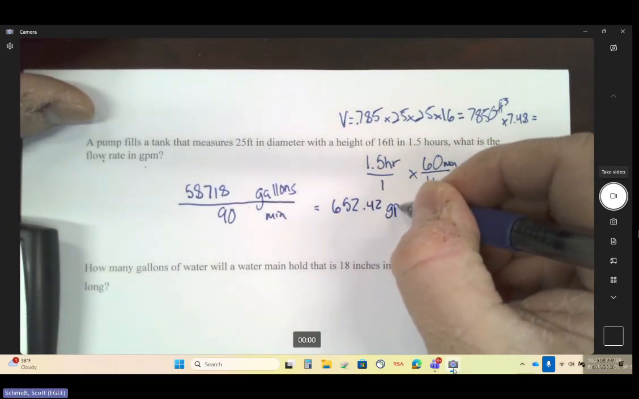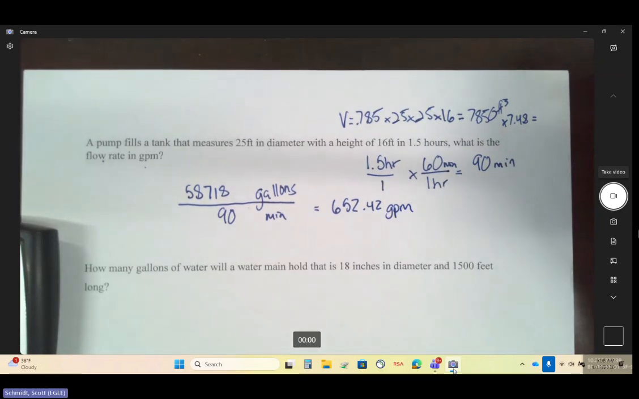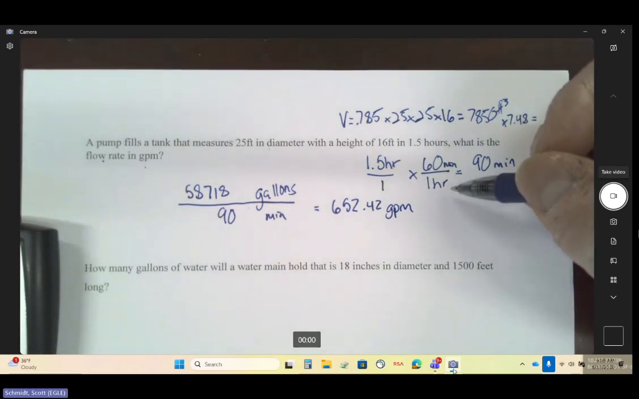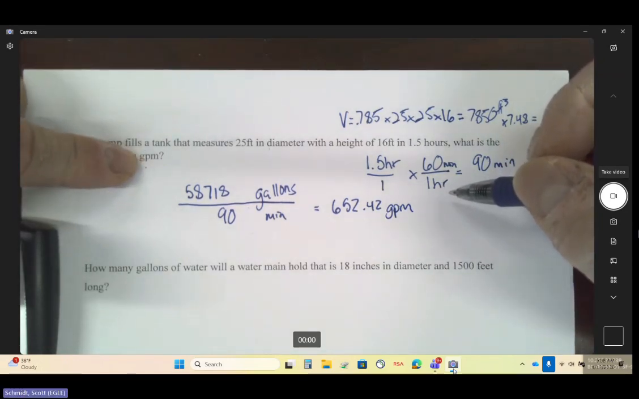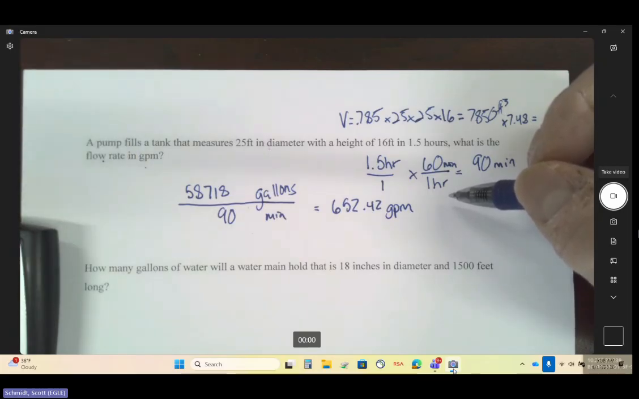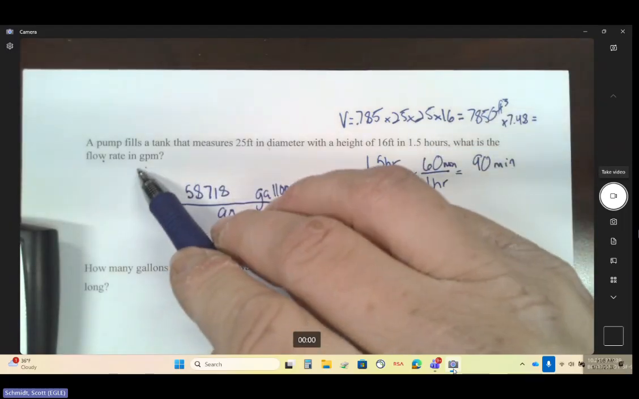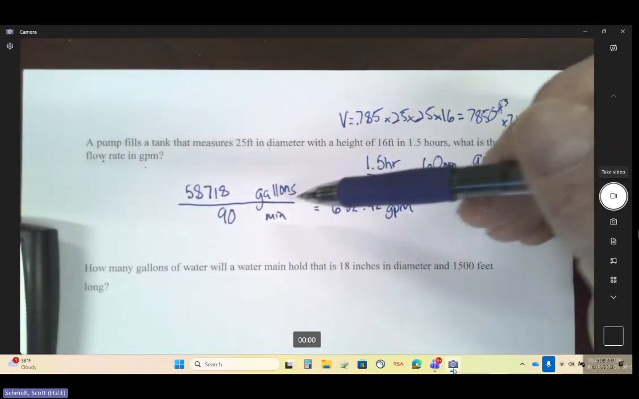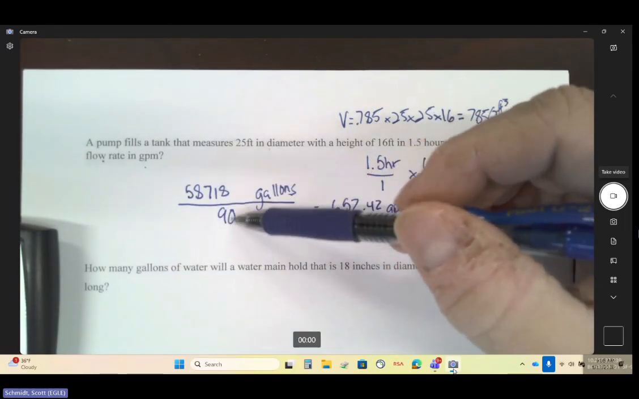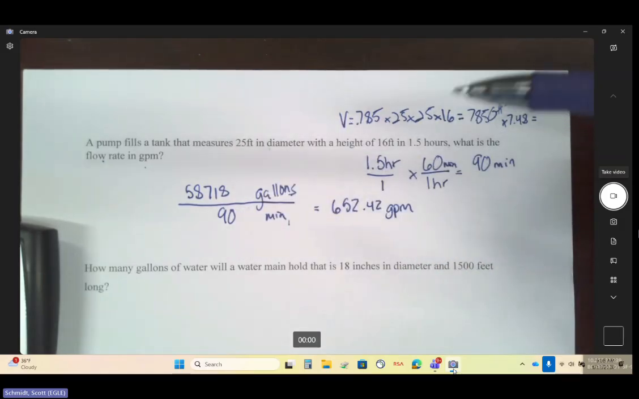652.42 gallons per minute. A lot of times when determining a flow rate, the units are the formula for doing it. There is a pumping rate one on your math formula sheets, but this one, the units are given to you, gallons per minute, and then you just fill in what you know by solving for it.